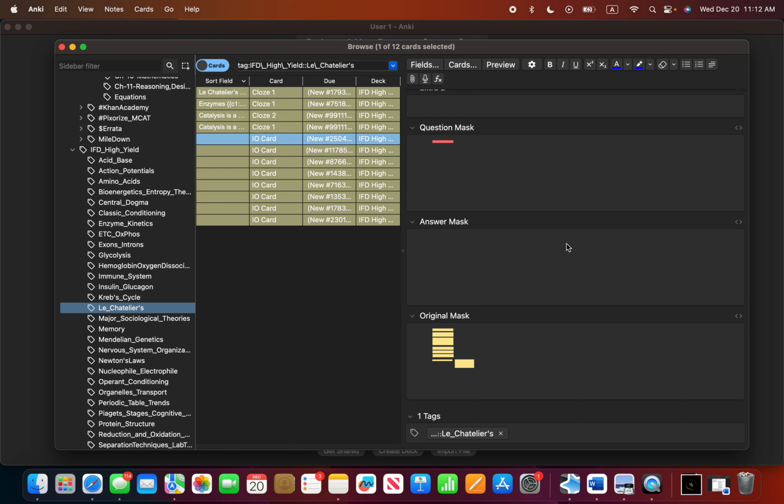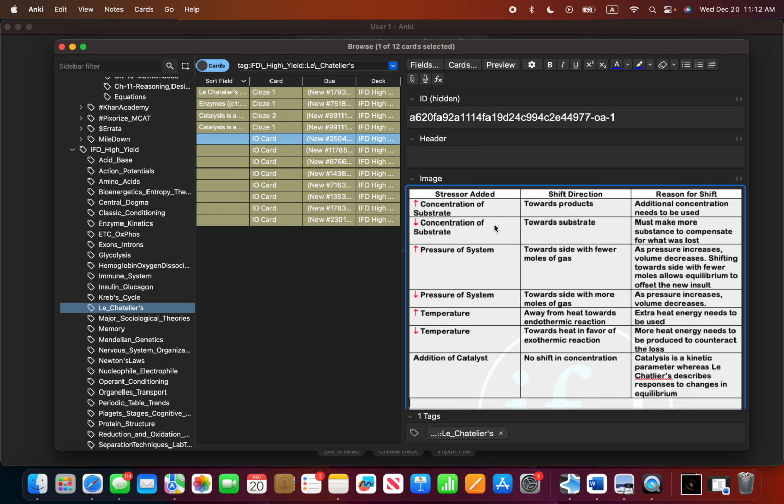So the different stressors that you can have is increase or decrease in the concentration of substrate. So we know that if you increase the substrates, you want to have more products, right? So it shifts towards the products. If you have less substrate, it shifts back. So you want to make more substrates. So the reaction shifts towards more substrate. Is my reasoning correct? Additional concentration needs to be used, right? You have more substrate, so you need to use it more. And if you have less substrates, you must make more substance to compensate for what was lost.